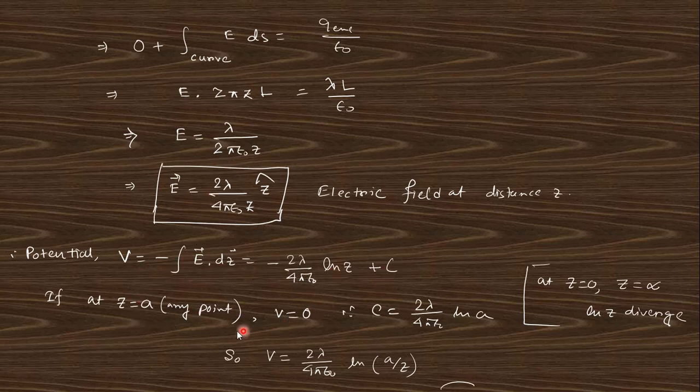You can see here that at z equals infinity this diverges, that's why we cannot take V0 at z is infinity. We take V0 at z equals a, at any point. So this corresponding constant value will be like that, so the potential will be like that, where a is a distance or point where the potential is zero. Clear? Next question.